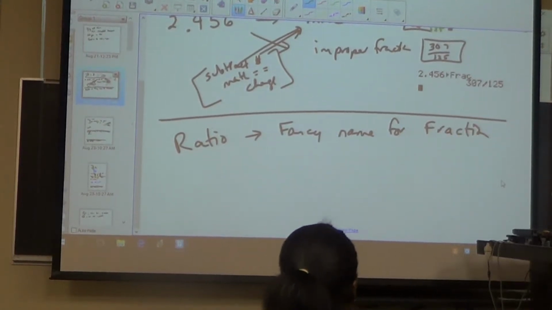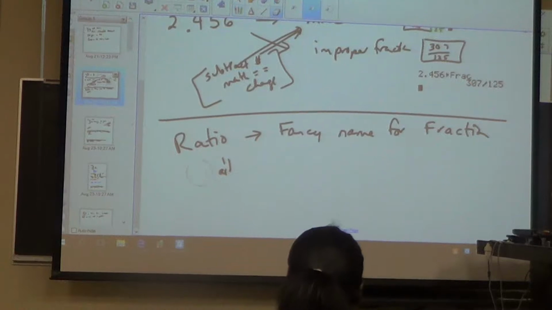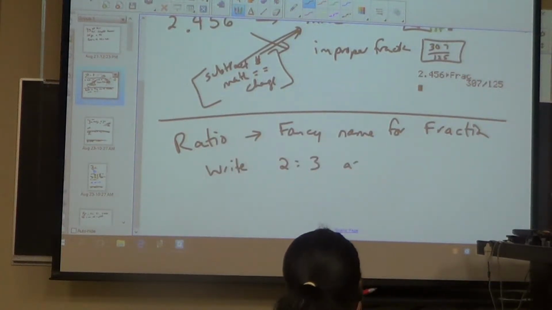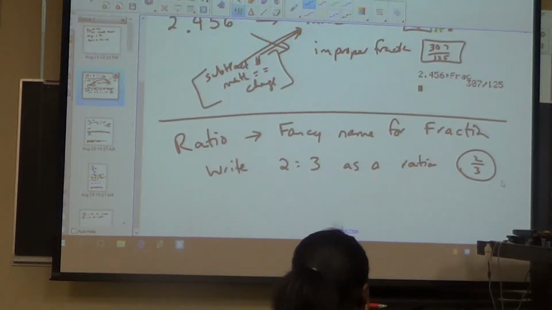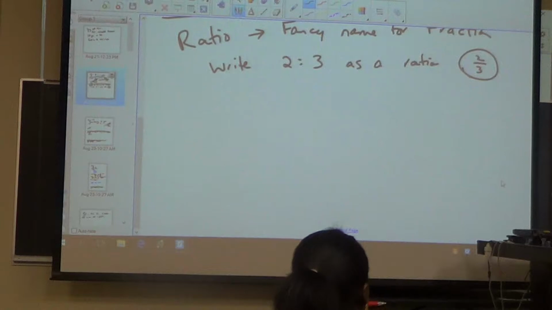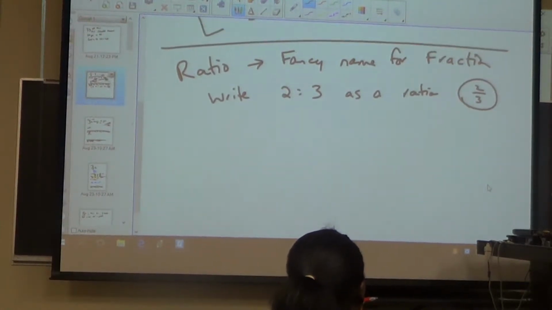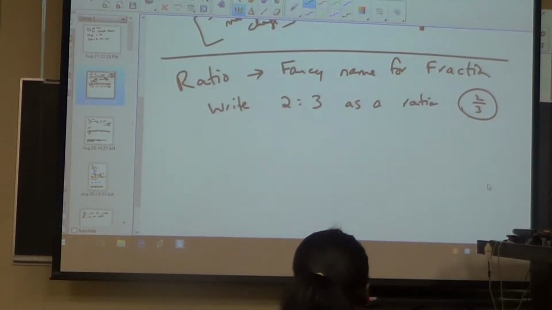So if I said write 2:3 as a ratio. Whatever's written first goes on the top. Whatever's written second goes on the bottom. That's it. And you're going, that's it? For real? For real, for real? For real, for real. That's it.